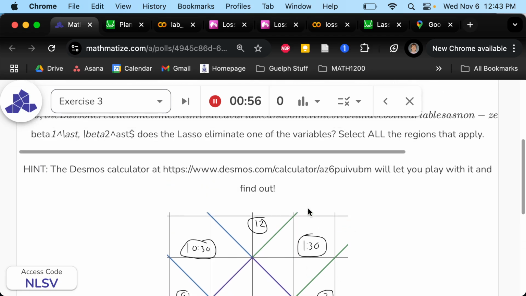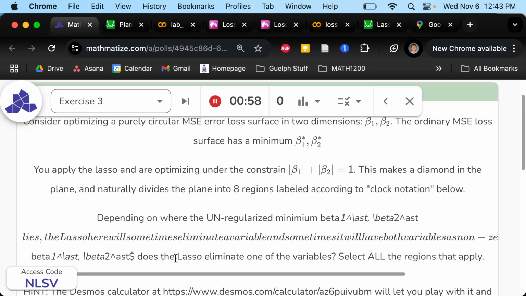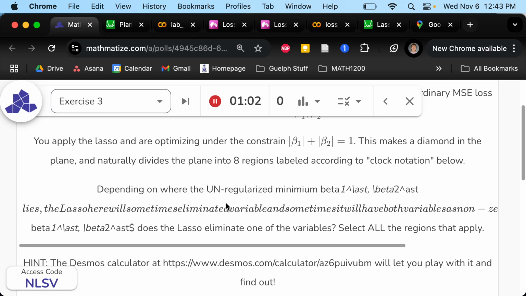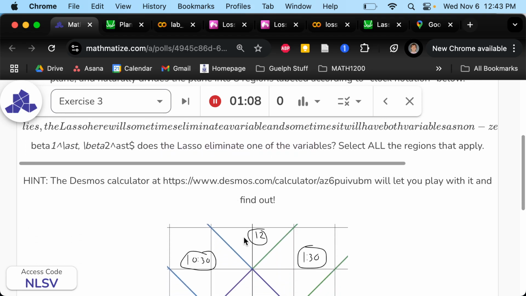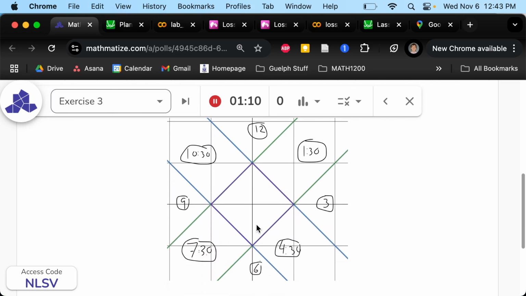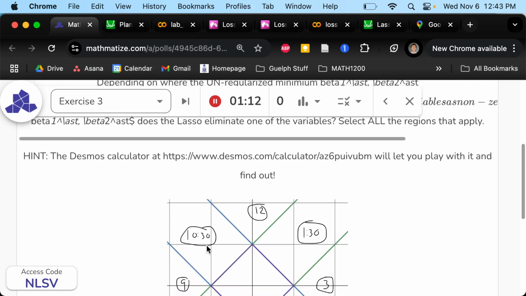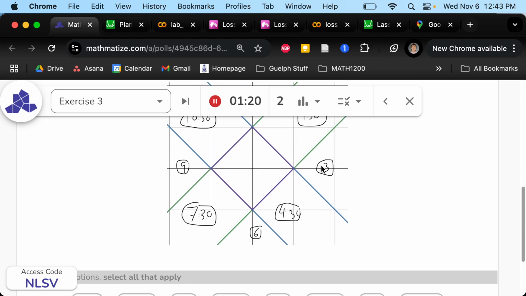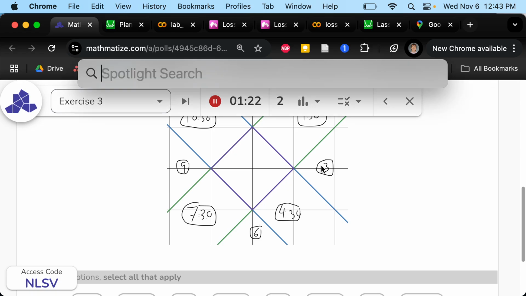And the question is, in which regions will the lasso eliminate one of the variables? Depending on where the minimum of the bullseye is, the lasso will eliminate variables. Which regions will the lasso eliminate a variable? You have all these options, and you should select all the regions that apply. I'll give you 2 minutes to try it, and then we'll take it up after that, and that'll be the last thing we do today.